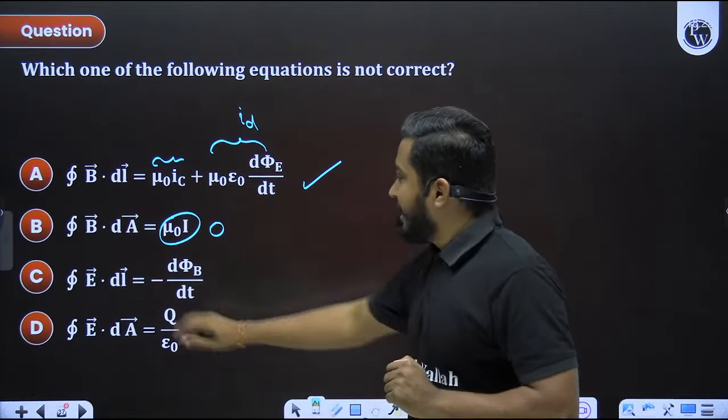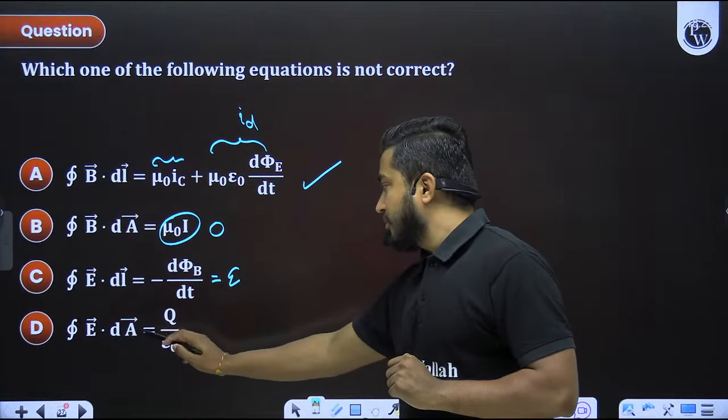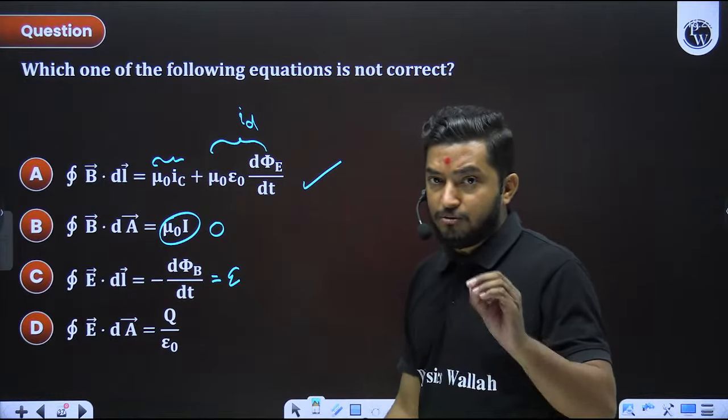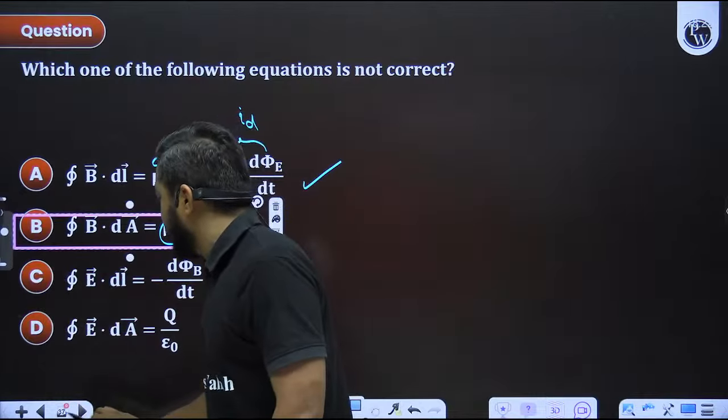E into dl equals minus d phi by dt. Yes, perfect, by the law of Faraday. And E into dA becomes Q upon epsilon naught, the Gauss law for the electric field. So the wrong equation in the given options is option B.